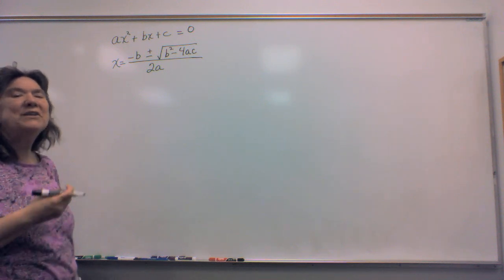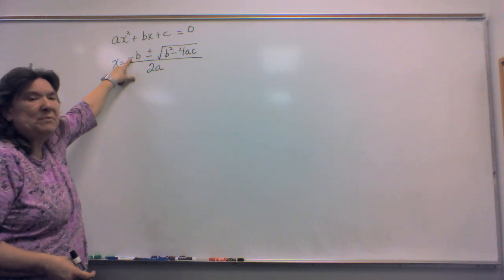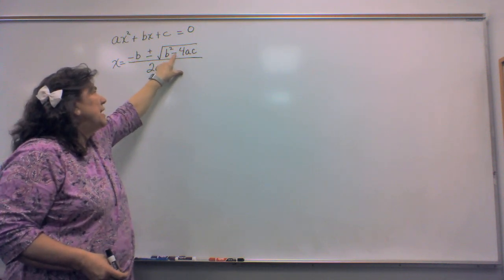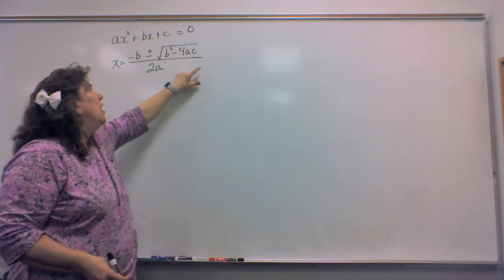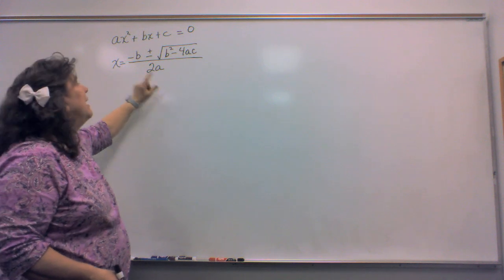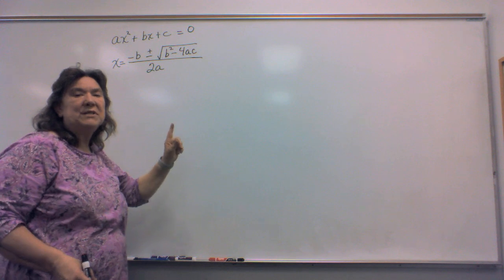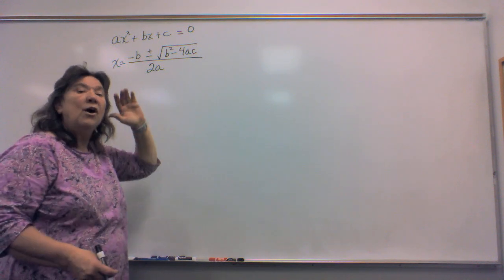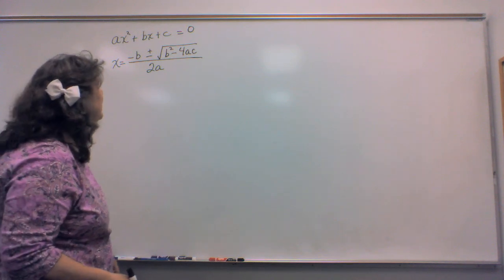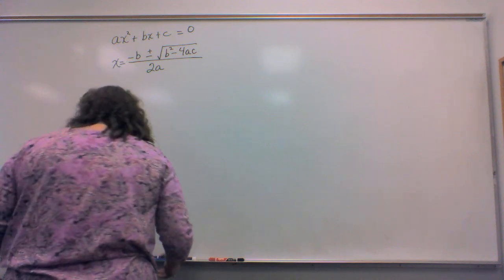X equals opposite b plus or minus square root b squared minus 4ac all over 2a. X equals opposite b plus or minus square root b squared minus 4ac all over 2a.